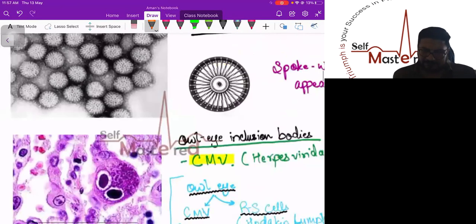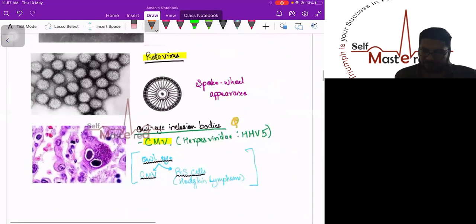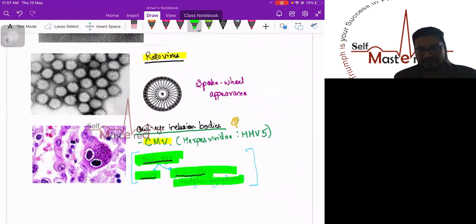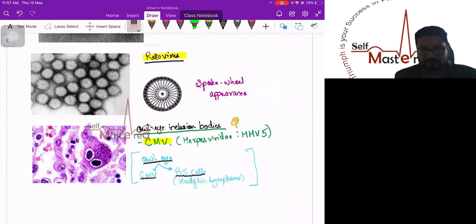Okay, then understand this. Sometimes they ask a question related to inclusion bodies. All these are inclusion bodies. You will see them in CMV, cytomegalovirus. In pathology, in Hodgkin lymphoma, we call these Reed-Sternberg cells. So the owl-eye inclusion bodies are pathognomonic for CMV, but you may also see them in other viruses.